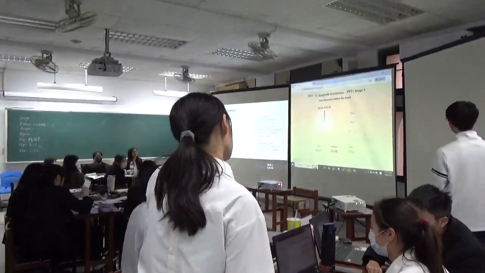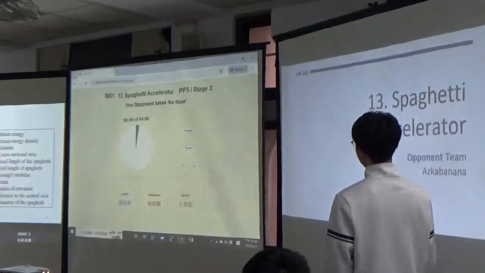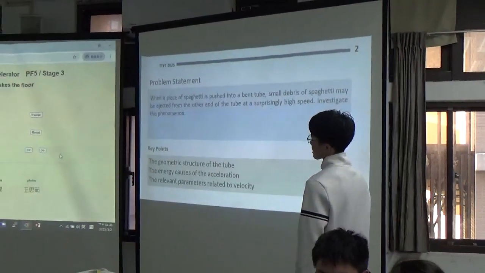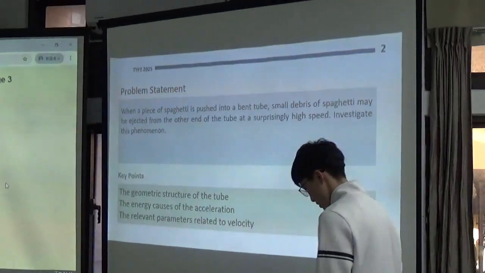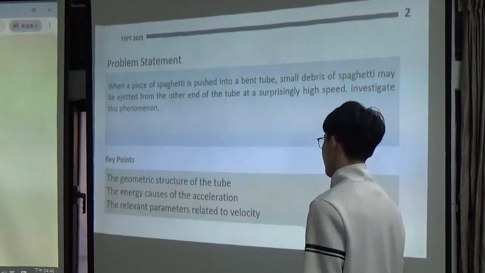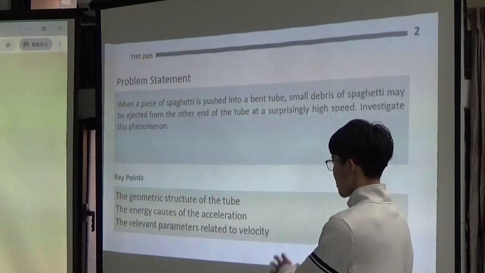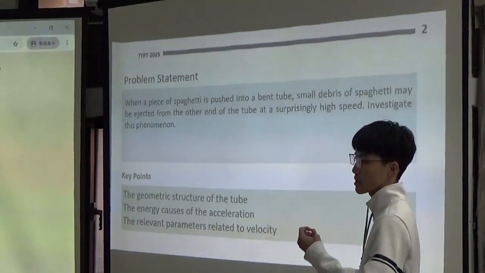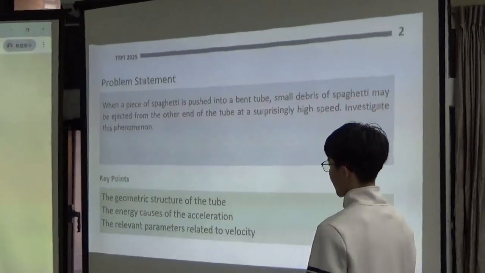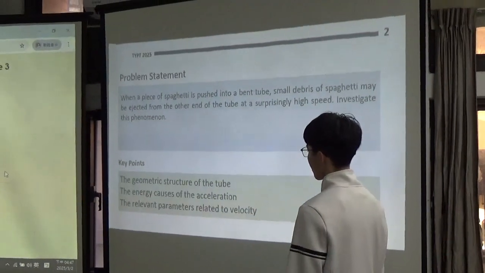I'm the opponent from Banana. We're talking about question number 13, spaghetti accelerator. The problem statement is as above, and the key points I want to cover in this case are the geometry structure of a tube, which is spaghetti in this case, and the energy that causes the acceleration to occur, which means that the spaghetti ejects out of a tube. We also discuss the relevant parameters related to velocity and some relative expressions.